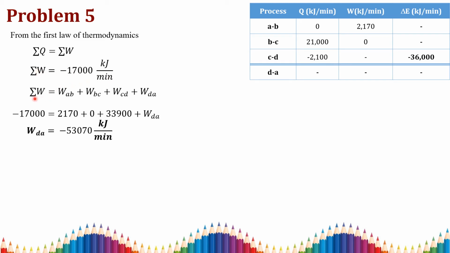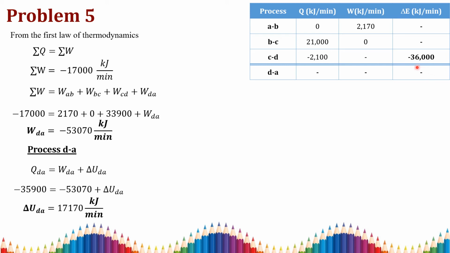So what I can write is the summation of all work done: WAB plus WBC plus WCD plus WDA. So the summation of work done is minus 17,000, which is equal to WAB, 2170, and WBC, 0. In the previous slide, we found WCD, that is 33,900 kilojoule per minute, plus WDA, which we need to find. By solving this simple equation, you can get WDA equal to minus 53,070 kilojoule per minute.